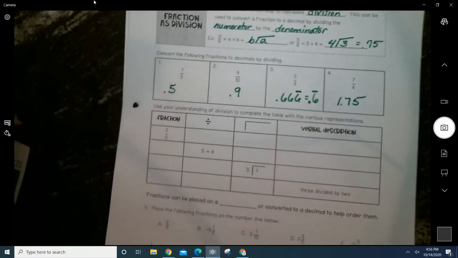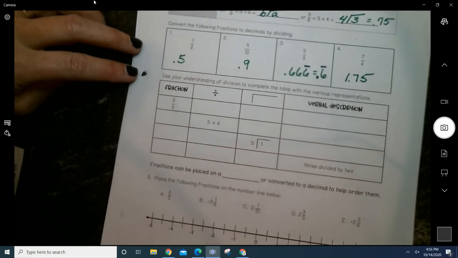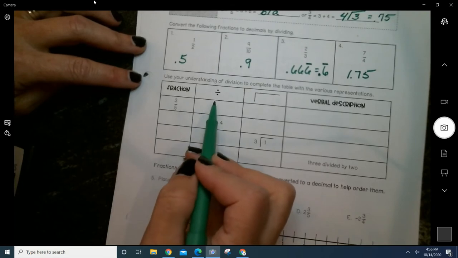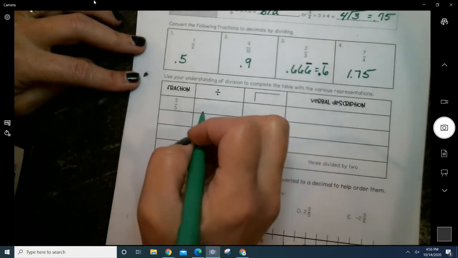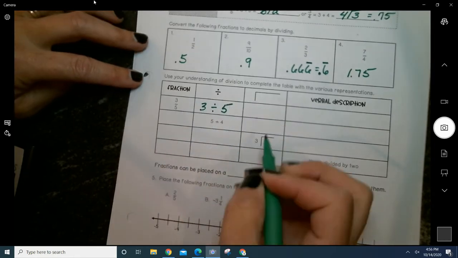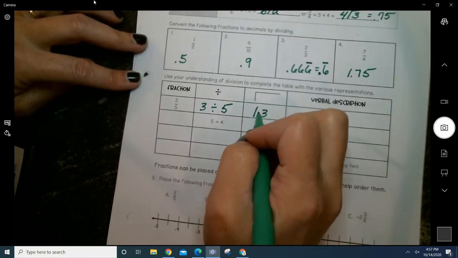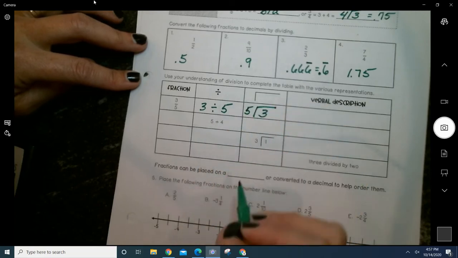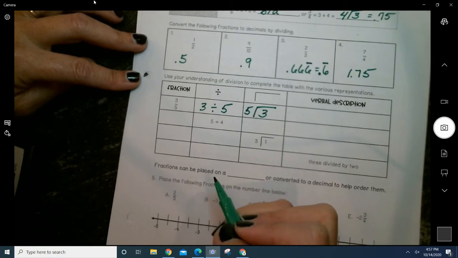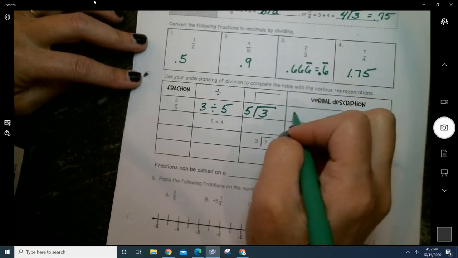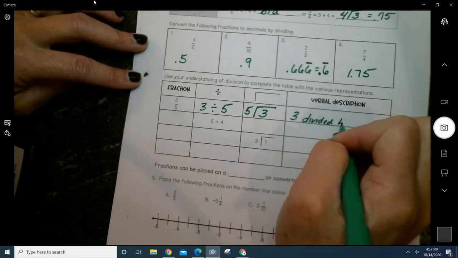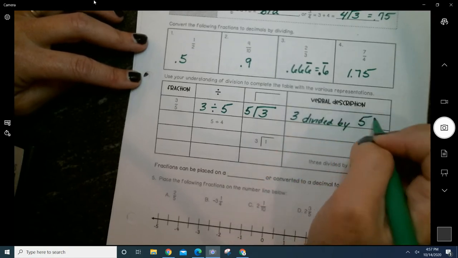All right, let's look at the next table. We have the fraction 3/5, and I want to write it with a divide sign in the middle. So this is going to be 3 divided by 5. The 3 goes under the hat, and then the 5 goes on the outside. If we're going to write this, we would write 3 divided by 5.